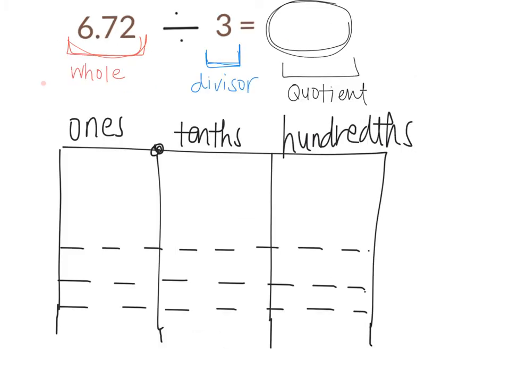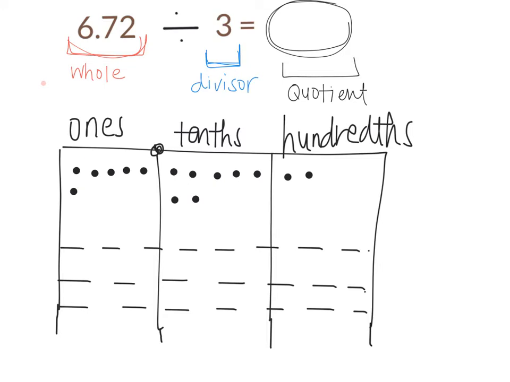If I want to model this number, I'm going to draw how many dots in the ones place? 6. Okay, go ahead and do that. How many dots will I draw in the tenths place? 7. Okay, 1, 2, 3, 4, 5, 6, 7. And 2 dots in the hundredths group, right? Do you guys agree that this is 6 ones, 7 tenths, and 2 hundredths? Yes. Okay, now let's start sharing or dividing or splitting those dots up into the groups. How many groups are we trying to divide it into? 3, because my divisor is 3.